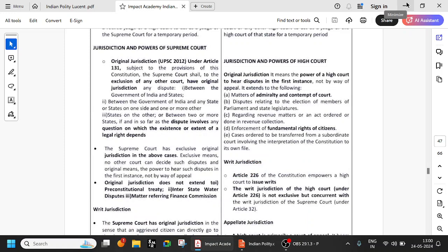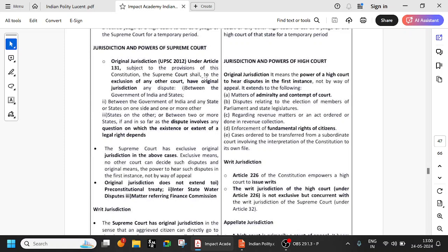So if you look at the jurisdiction and powers of Supreme Court, original jurisdiction we have already seen under Article 131, right? 131 is original jurisdiction, 132 is appellate jurisdiction. Subject to the provisions of this constitution, Supreme Court shall, to the exclusion of any other court, have original jurisdiction of any dispute between the government of India and the states, between the government of India and any state or states on one side and one or more states on the other, or between two or more states, insofar as the dispute involves any question on which the existence or extent of a legal right depends.